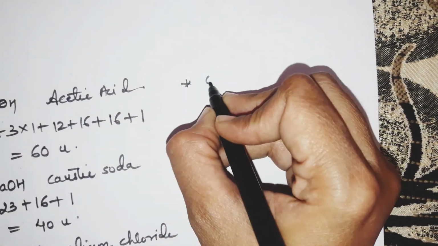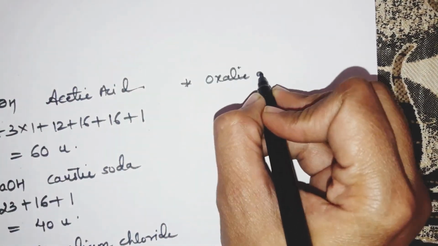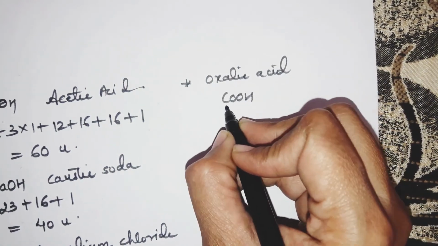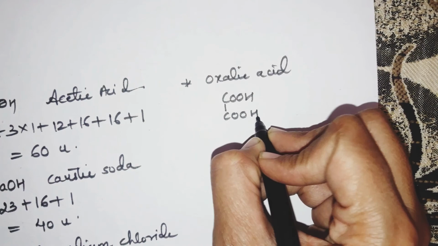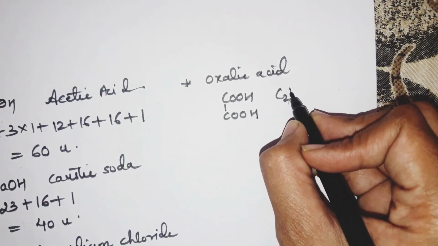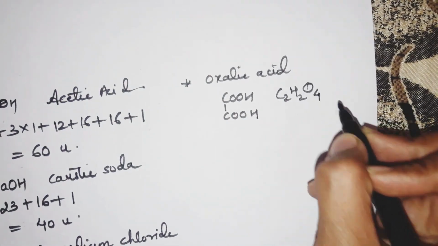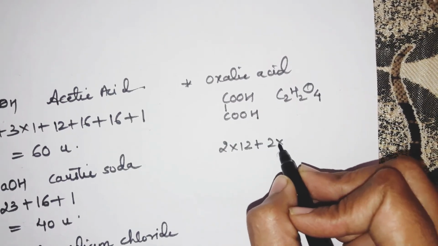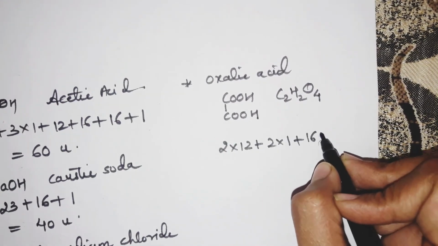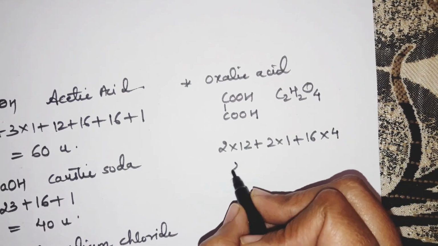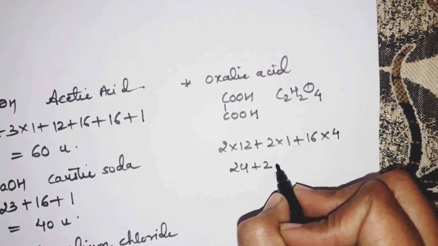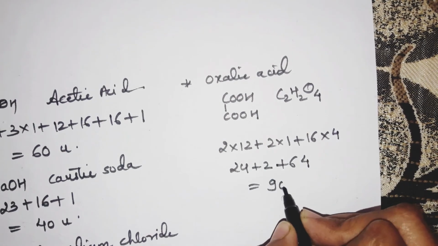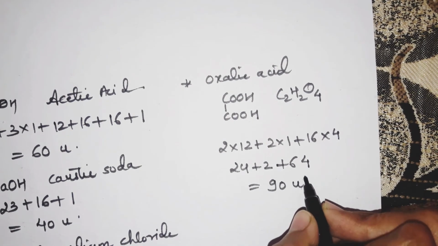Another important acid is oxalic acid. This is COOH, COOH, which can also be written as C2H2O4. This is 2 into 12 plus 2 into 1 plus 16 into 4, equal to 24 plus 2 plus 64, equal to 90 U.